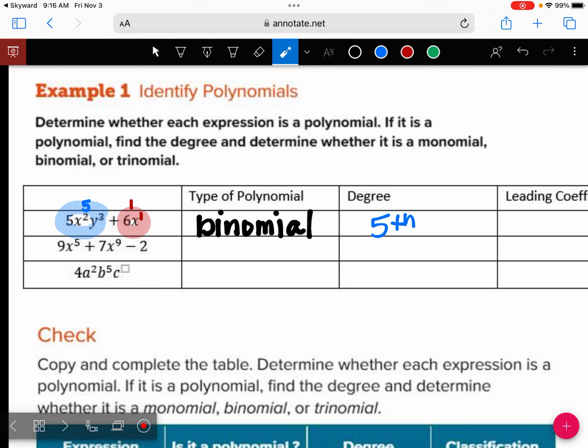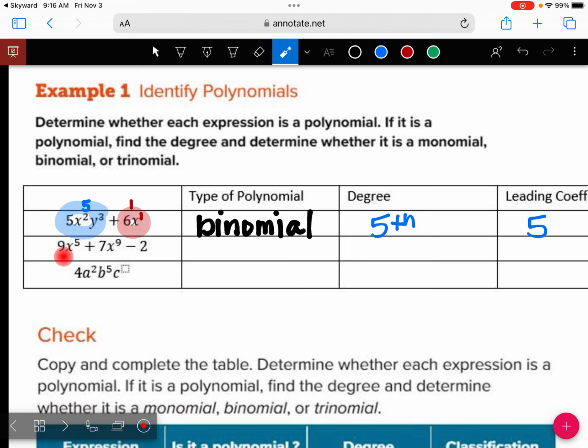All right, the leading coefficient is the number in front of this term. So what's the number in front for this blue, the one I have highlighted? It's a 5, so your leading coefficient is 5. That's a coincidence. They don't always match. So just because it's a 5th degree doesn't mean it has a leading coefficient of 5.